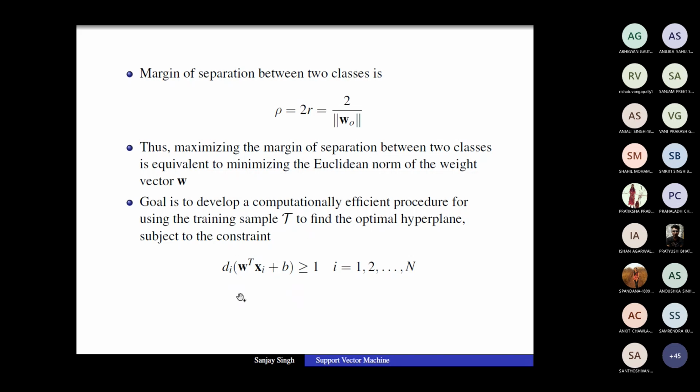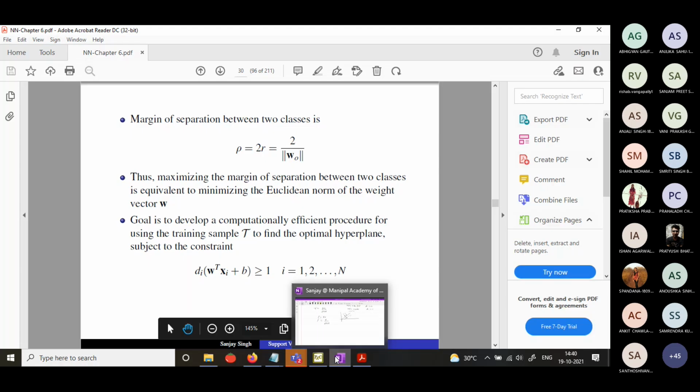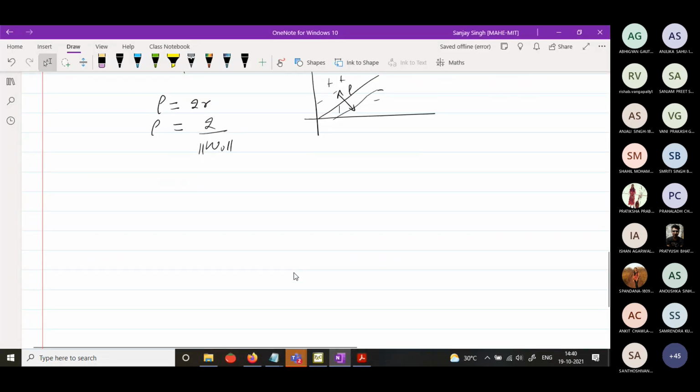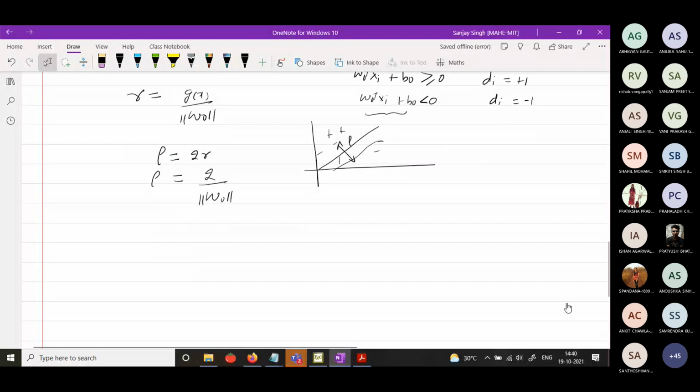Now, any idea from where this constraint came all of a sudden? This is nothing but, if you remember, let me take you to the board again. These two conditions are there, which we rewrite something like this. Either this one +1, and of course when di equals +1.